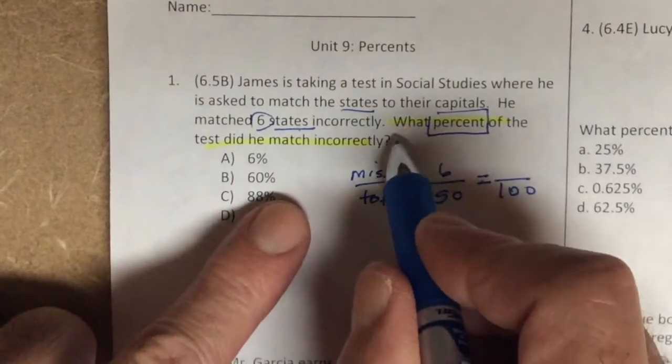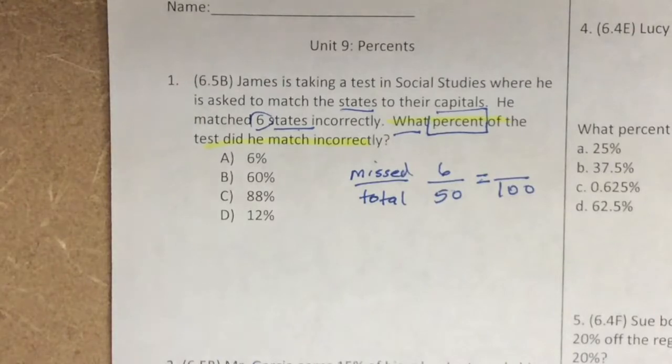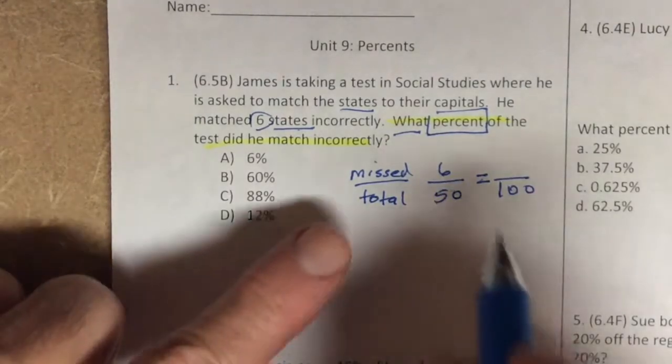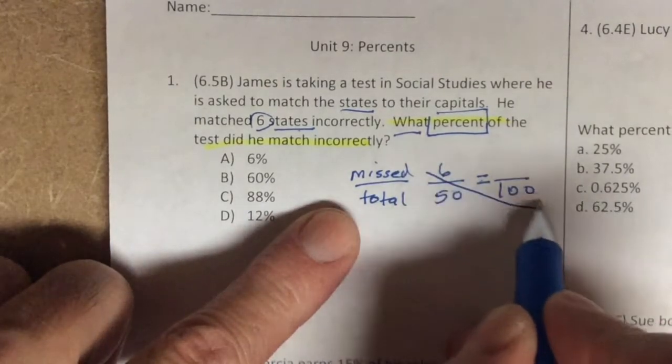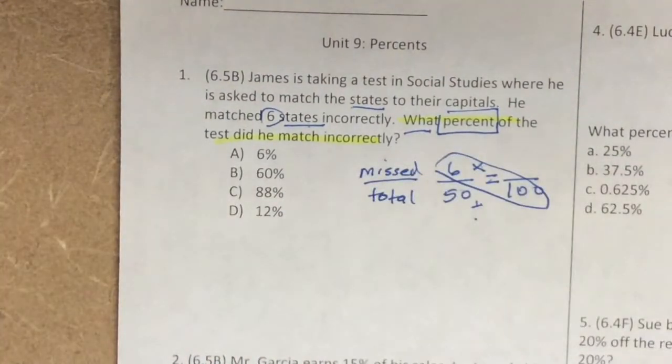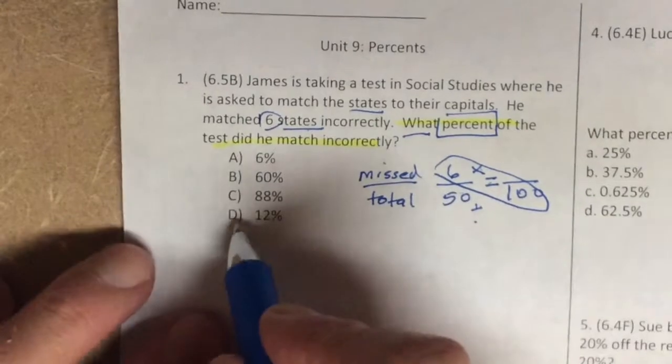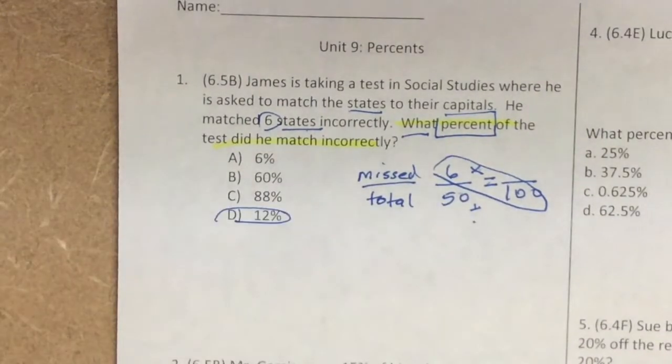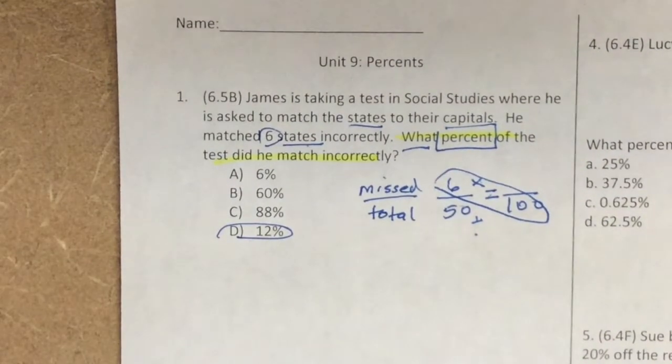It says what percent, which means the percent is missing. So you could use cross products. 6 times 100 divided by 50. 6 out of 50 is 12%. The correct answer to number 1 was 12%.